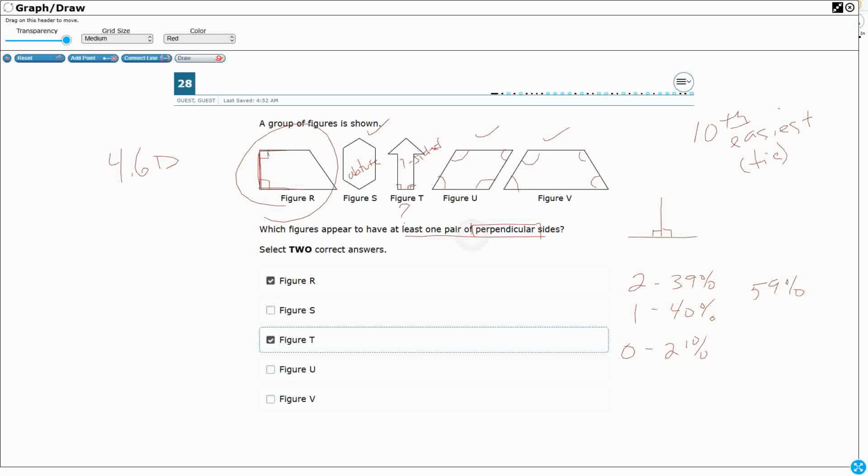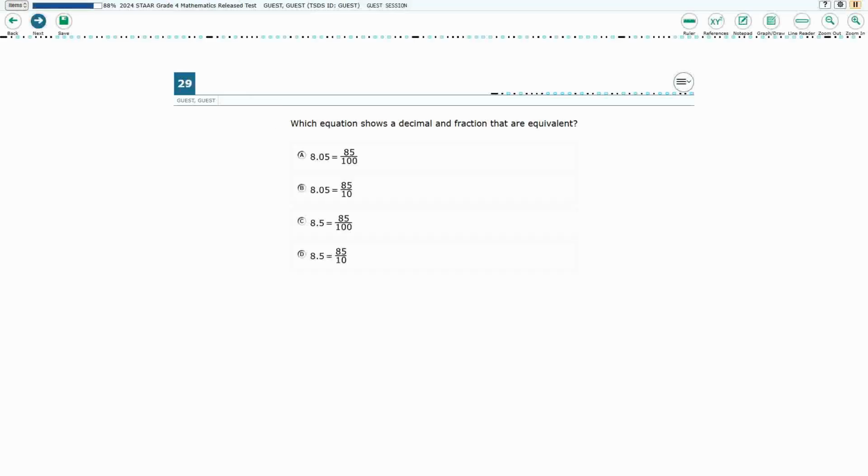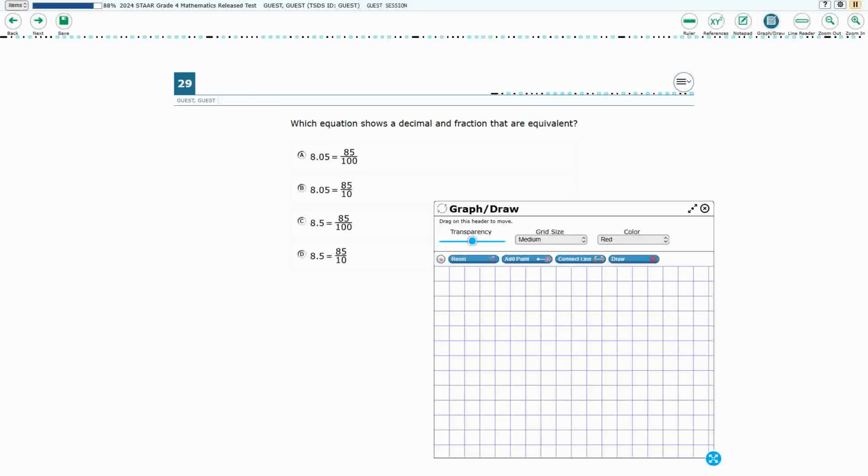And obviously all of this rested upon knowing the definition of perpendicular, but that is part of that standard: looking at shapes and identifying parallel and perpendicular sides for 4.6D. For number 29, we are relating fractions and decimals.